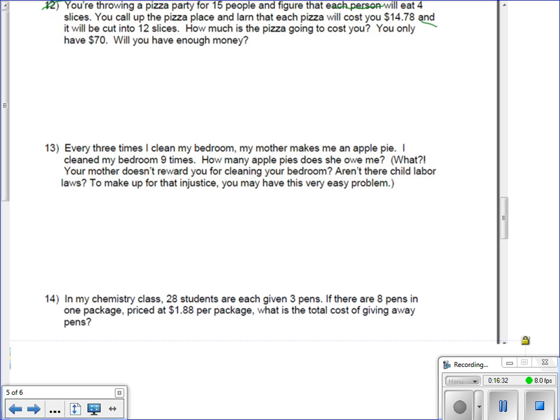You call up the pizza place and you learn that each pizza costs you $14.78. So that's another conversion factor. So each pizza, $14.78. It will be cut into 12 slices. What is it? It's pizza. It is one pizza. So one pizza is equal to 12 slices. All right, so now I've tried to mark all the conversion factors.